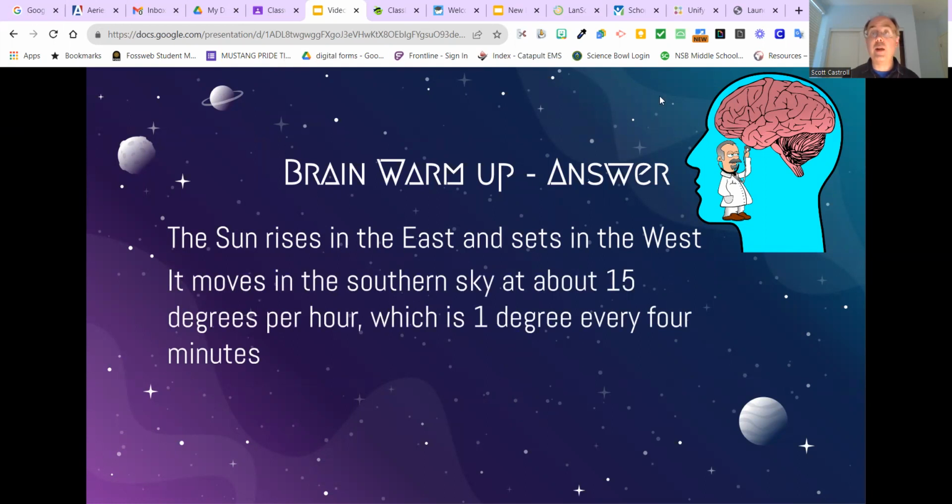To get an idea of what I mean by degree, this is about 1 degree, the width of your pinky, left to right. Put 3 fingers together, that's about 5 degrees. So when we do a fist like this, it is about 15 degrees. So this is what the Sun does in 4 minutes across the sky. This is what the Sun does in about an hour.